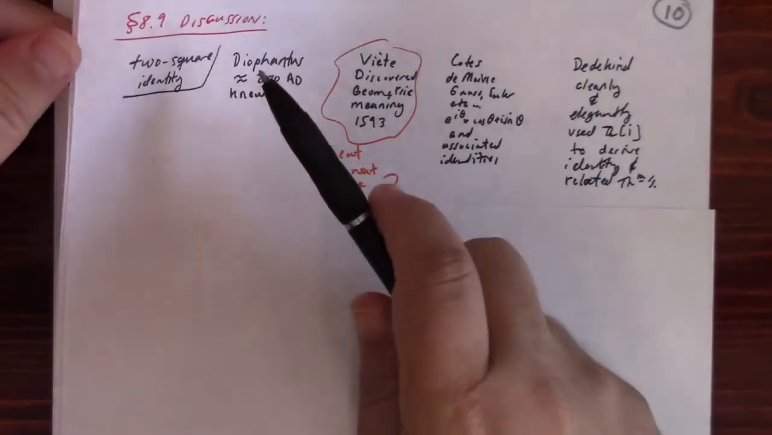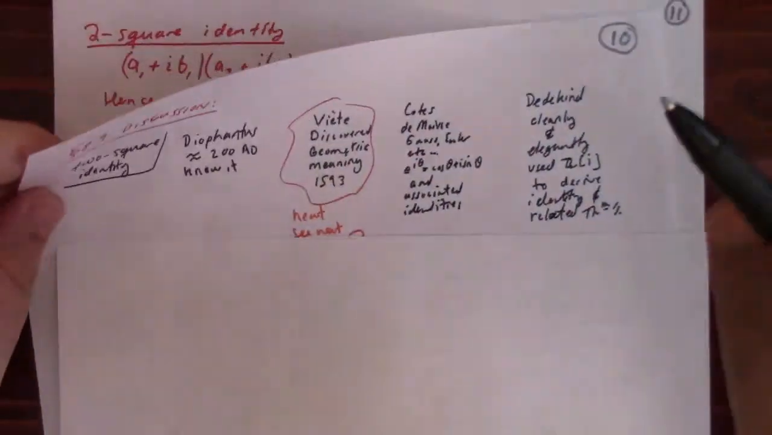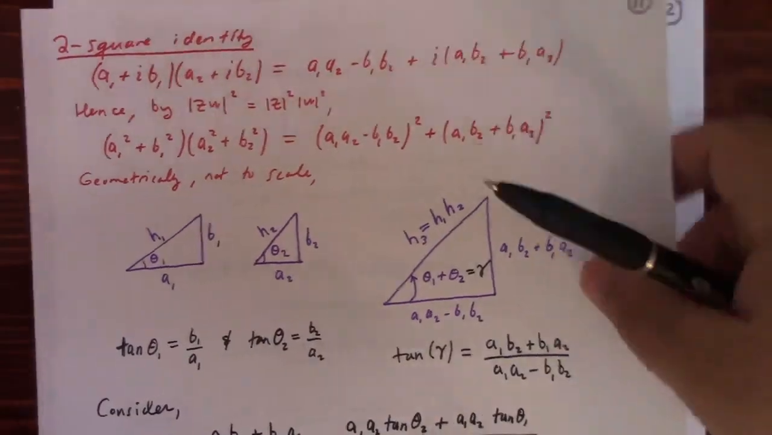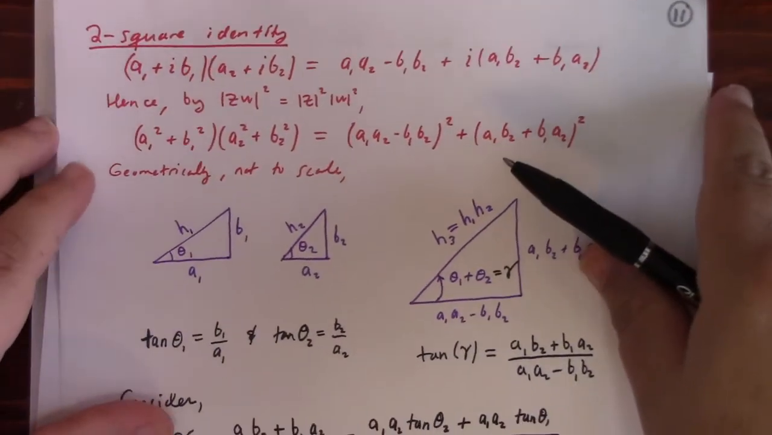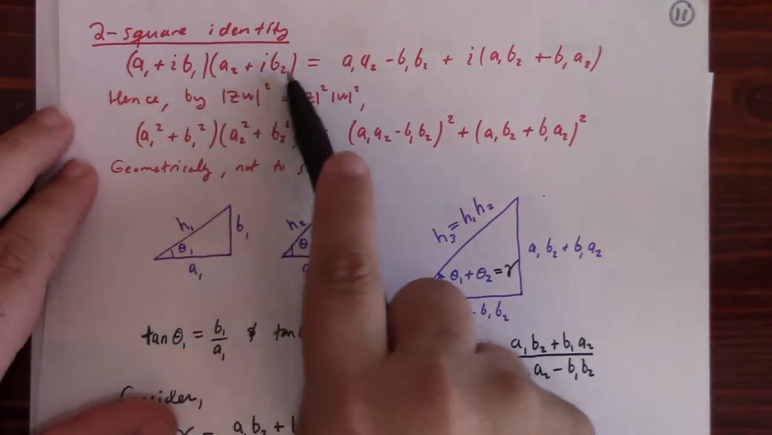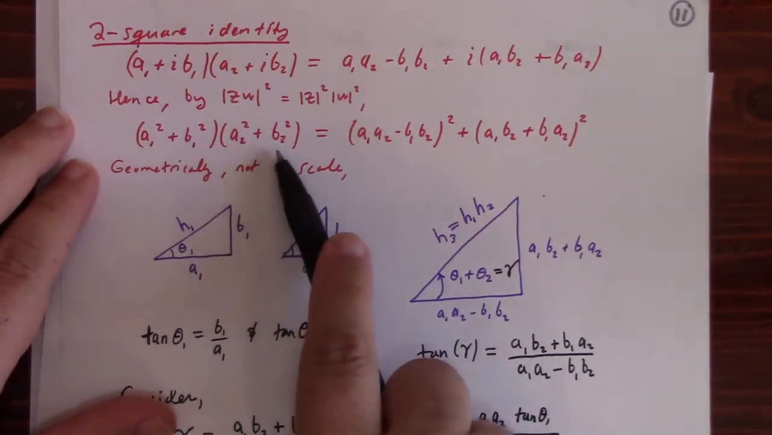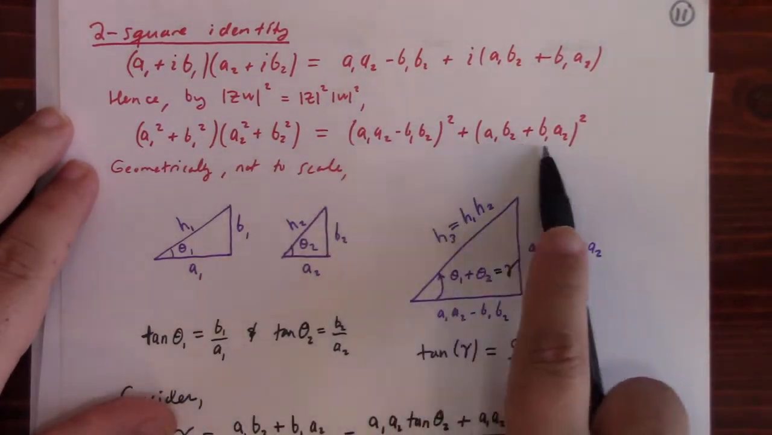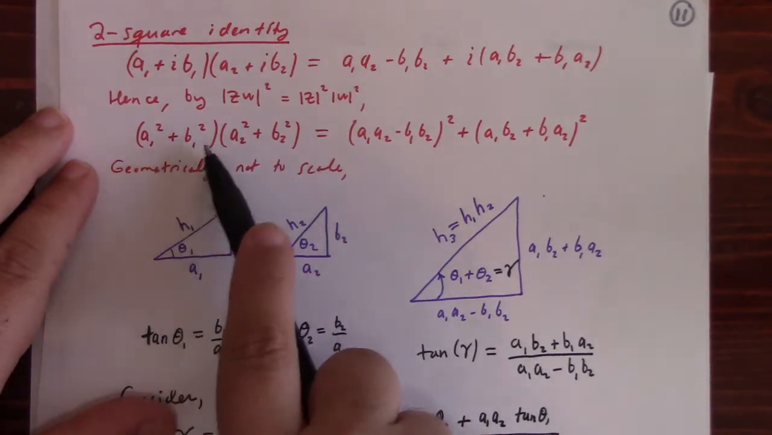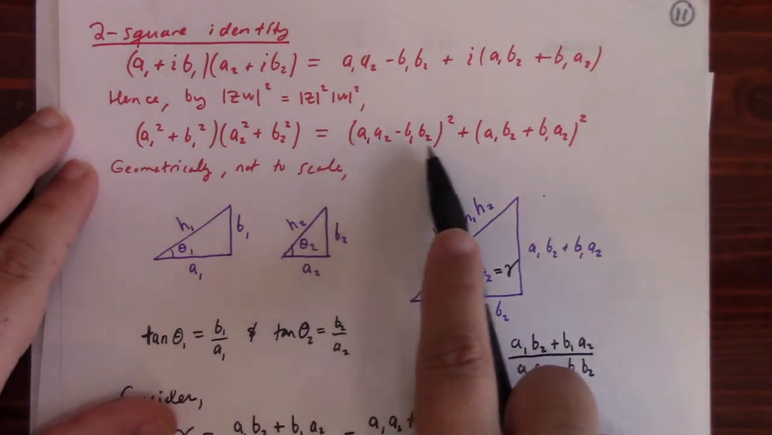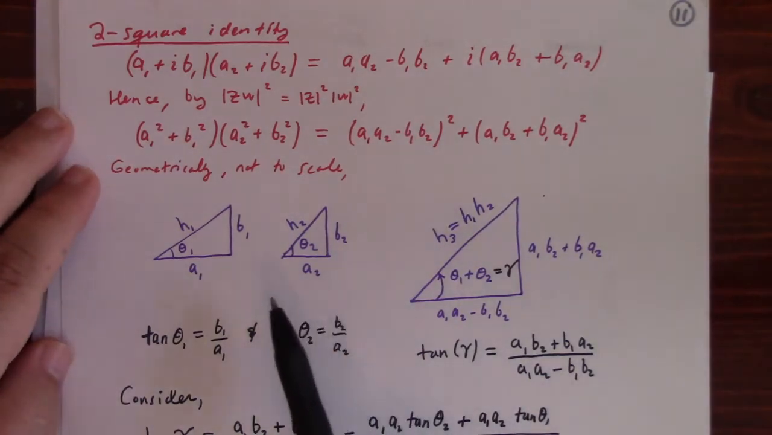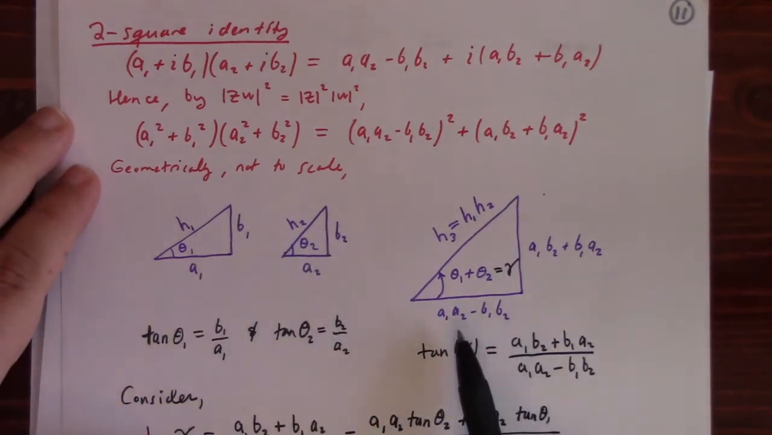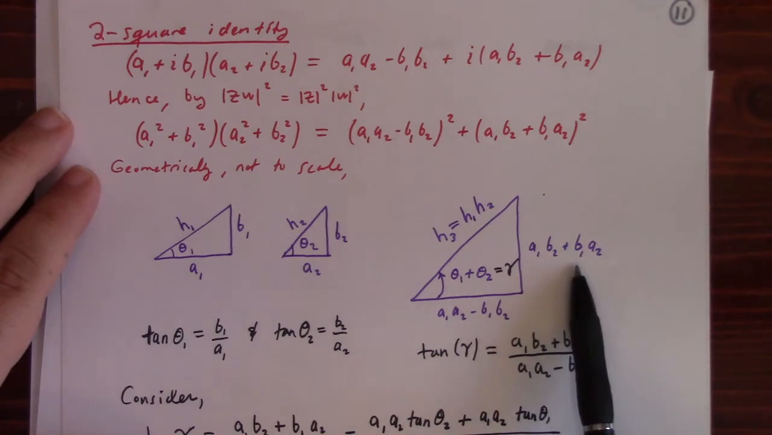So for the two-square identity, let me talk about the geometric meaning for a second. I don't think I talked about this before, but here's the geometric meaning. The two-square identity is this. This times that is that. So the product of the sums of two squares is a sum of two squares. And you can understand that geometrically if you look at two triangles and then this triangle, all right?